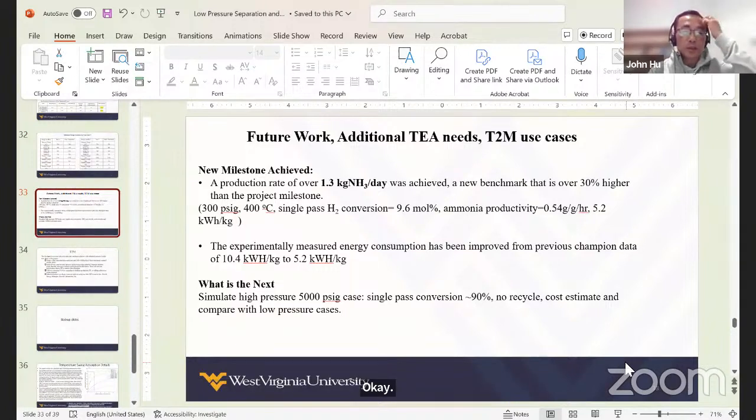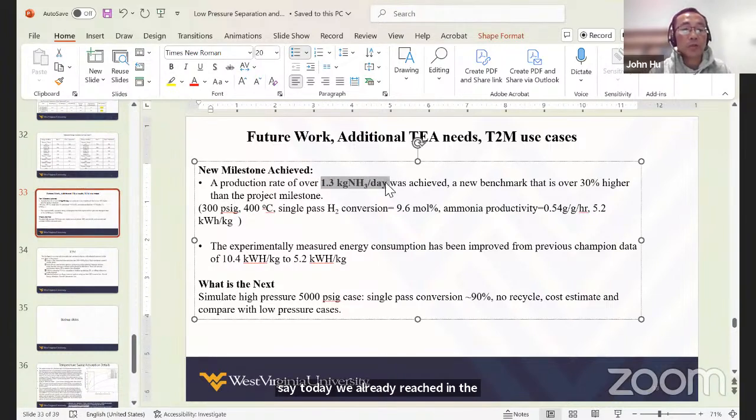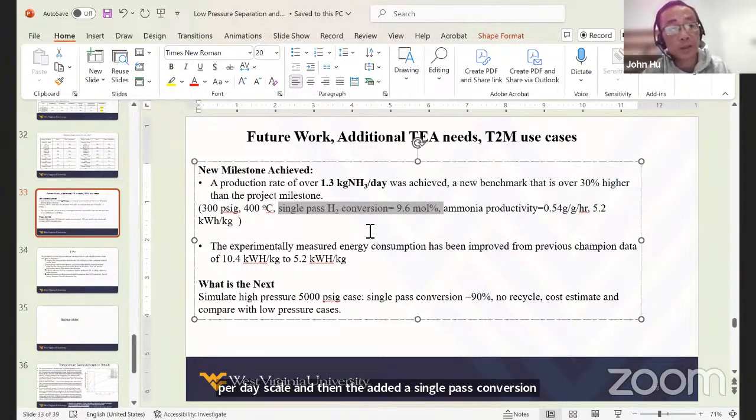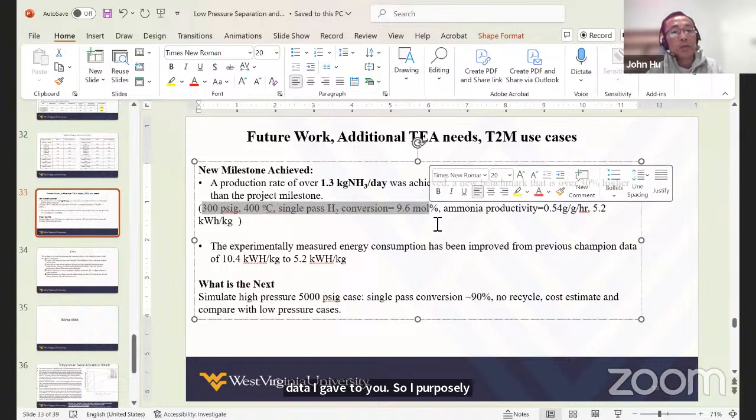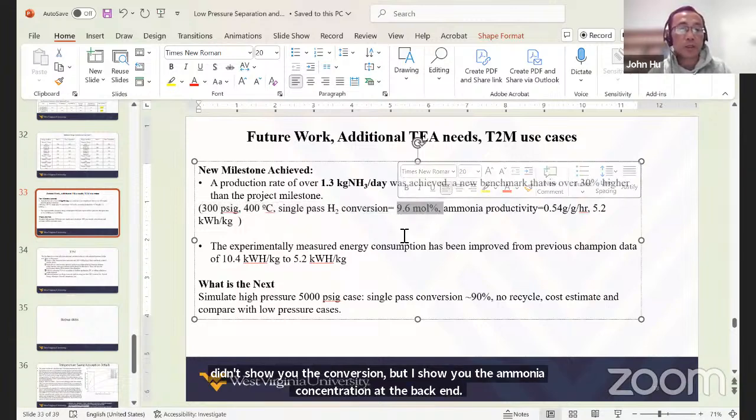Okay, so let me summarize; this is our future work. Today, in the Haber-Bosch plant laboratory, we have already reached kilogram per day scale, at a single pass conversion of 9.6. Remember I asked you to calculate the single pass conversion? If you measure the ammonia concentration, what is the single pass conversion of nitrogen or hydrogen? At that time the answer was 9.5 something. That's based on our real data I gave you. Purposely, I didn't show you the conversion, but I showed you the ammonia concentration at the back end. Remember the case study we did: 9.6 single pass conversion.